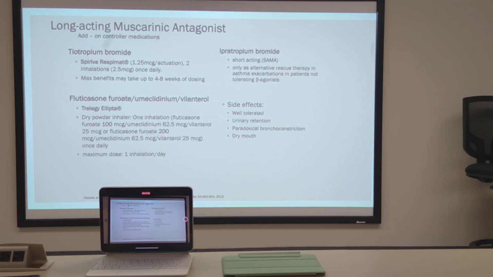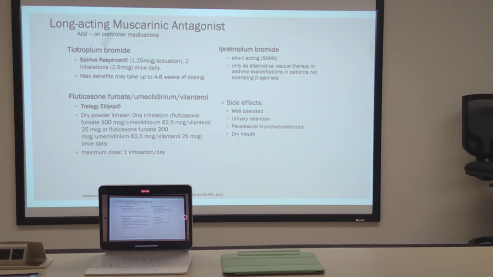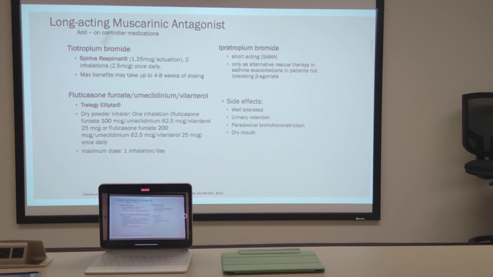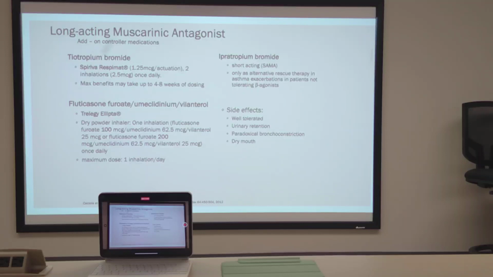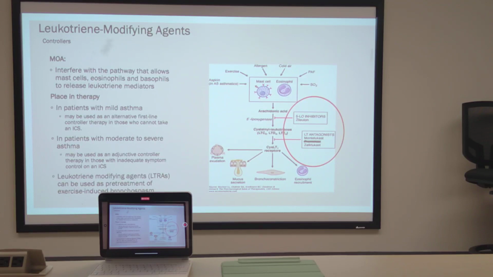Then we have Trilogy, which is actually a combination of inhaled corticosteroids, long-acting beta agonists, and your muscarinic antagonists. And also, I wanted to mention here when looking at Spiriva, it takes a long time for you to start seeing the effects. It just takes about 4 to 8 weeks. All right.